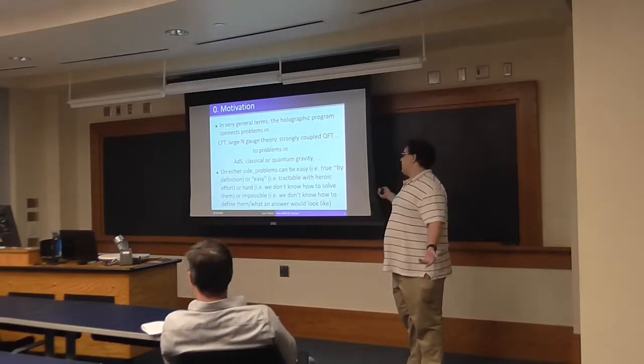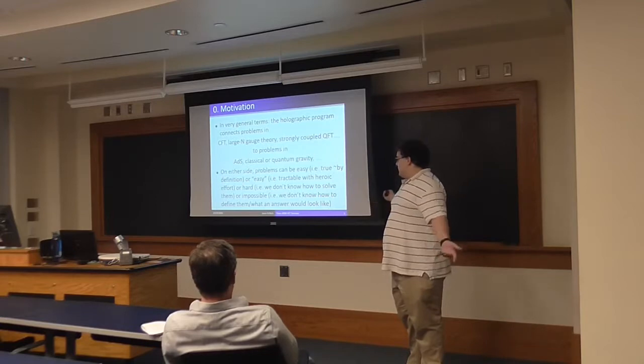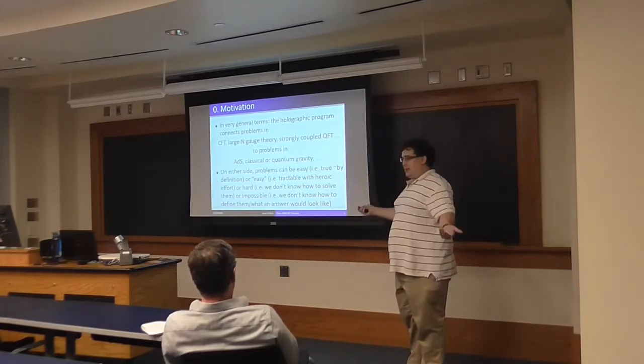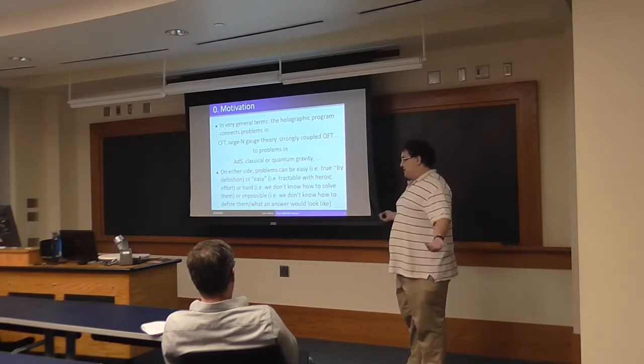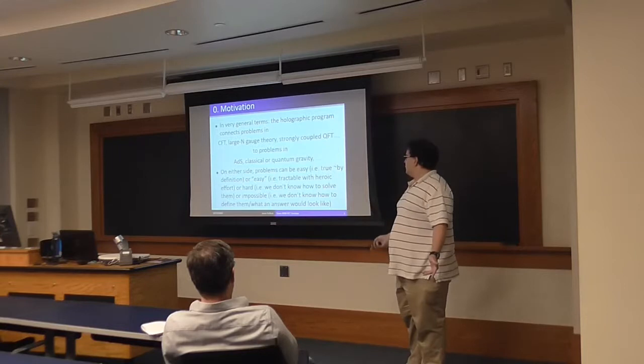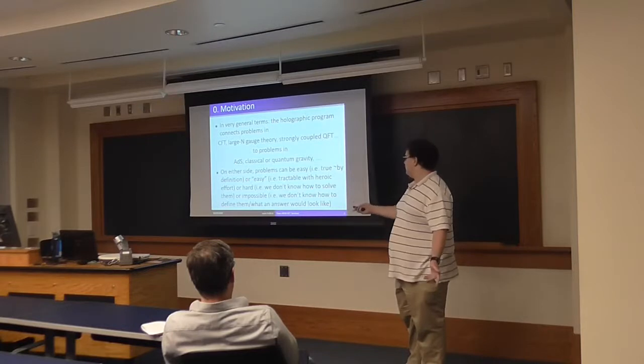And on either side, the problem can be easy. It can be tautologically true. It can be easy in quotes, which is, I've written a paper on it, therefore it must be easy. So this can be very hard, but it's tractable. We can say things. Or it can be hard, which means we can define the problem, but we don't know how to do it. Or it can be more or less impossible at this point. We don't even know what an answer would look like. So this classification divides holography into some classes.